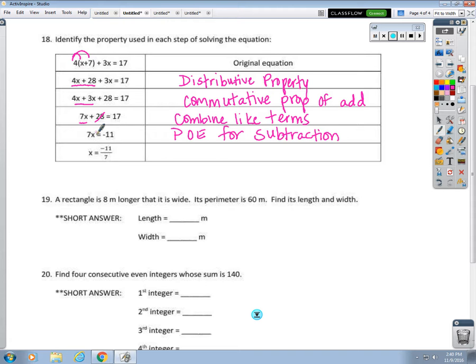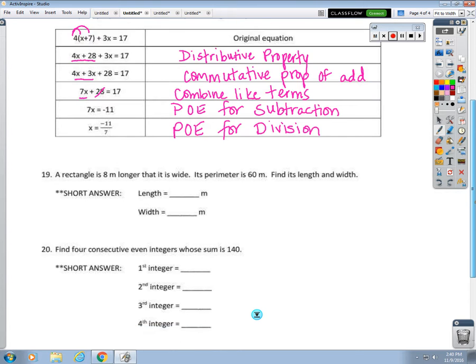And then if you're at this step, 7x equals negative 11, what would you do? Not yet. Divide by 7 on both sides. Think about what you would do. Property of equality for division. Because you would divide by that 7 on both sides, right? Okay. Any questions about that one?